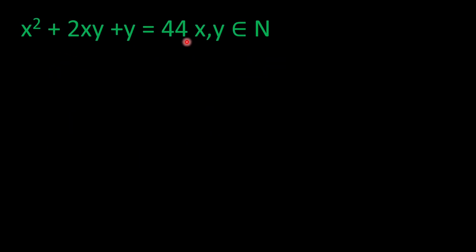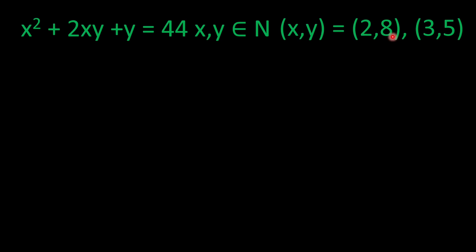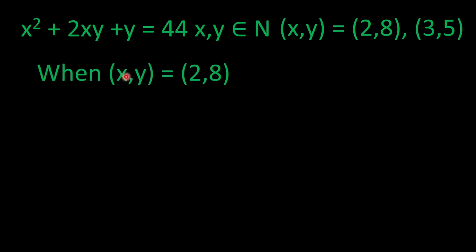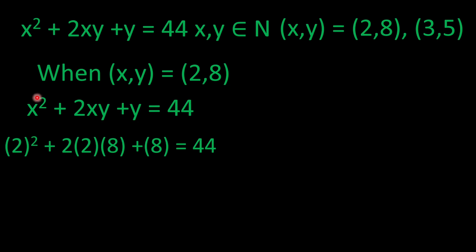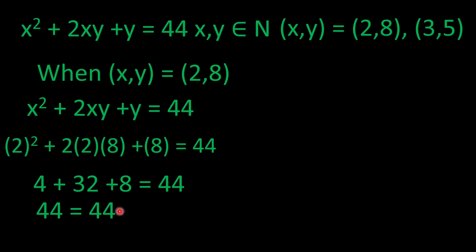So now let's verify. So this was our question, and these are the values of x and y. So when we have x, y equals 2 and 8, now we will put the values of x and y in this given equation. So after putting these values, x is equal to 2 and y equal to 8, and this will become 4, this will become 32, and this will become 8. So 4 plus 32 plus 8 equals 44, which is equal to 44. It is verified.